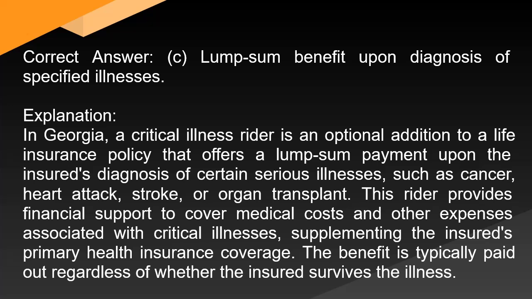Correct answer: C. Lump sum benefit upon diagnosis of specified illnesses. Explanation: In Georgia, a critical illness rider is an optional addition to a life insurance policy that offers a lump sum payment upon the insured's diagnosis of certain serious illnesses, such as cancer, heart attack, stroke, or organ transplant. This rider provides financial support to cover medical costs and other expenses associated with critical illnesses, supplementing the insured's primary health insurance coverage. The benefit is typically paid out regardless of whether the insured survives the illness.